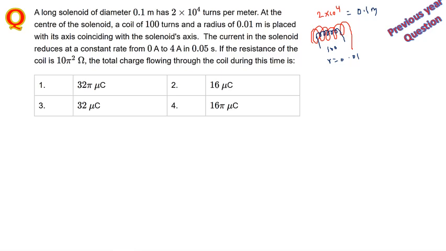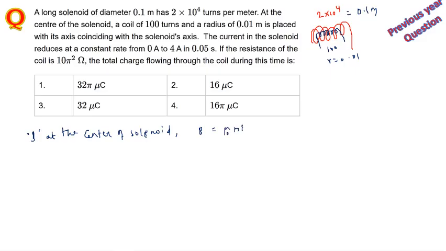First one, what is the magnetic field that will be produced at the center of the solenoid? I just mention here, B at the center of solenoid is B is equal to mu naught n into I.